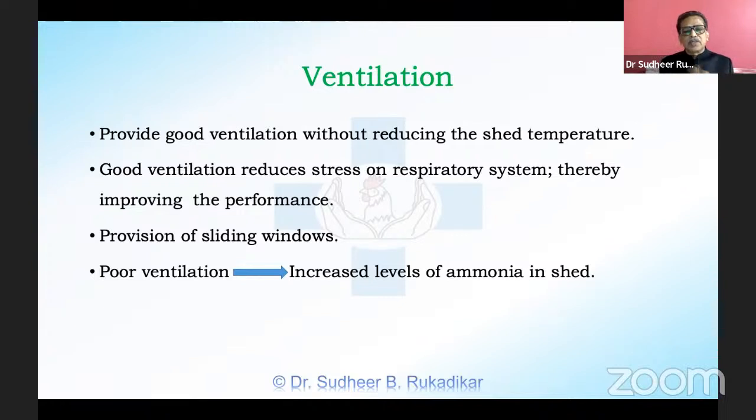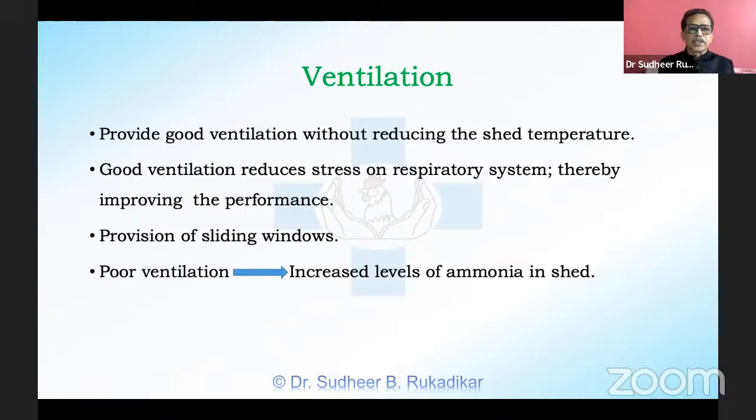Now, what are the advantages of good ventilation? It will reduce the stress on the respiratory system, thereby improving the performance. As Dr. Kataria said in the beginning, in the winter season, mostly we'll be experiencing respiratory problems. And if we are giving poor ventilation, it will be adding oil to the fire. So ventilation has to be good to reduce the stress on the respiratory system. In certain sheds, I have seen the provision of sliding windows. When the daylight goes off, when it is very chilly, they will close the side windows. When the weather is good, they will open the side windows.